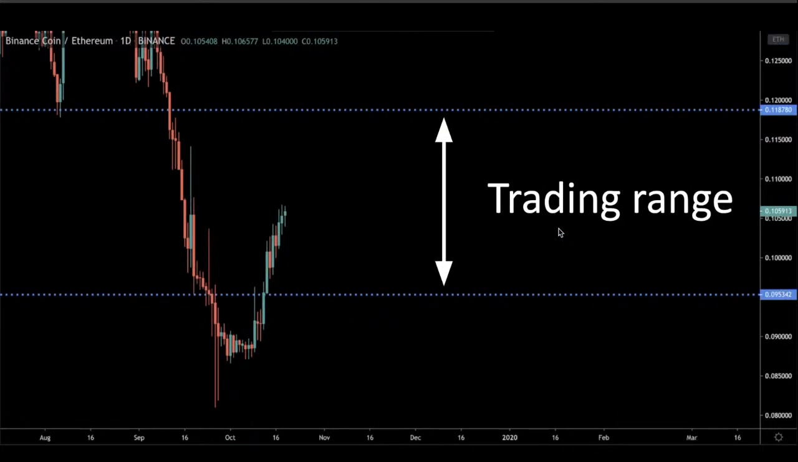The idea is to define the trading range, which is represented by the upper limit price and the lower limit price. The trading range is the area where all the trades occur. So that's the area within which the bot is going to trade for you.